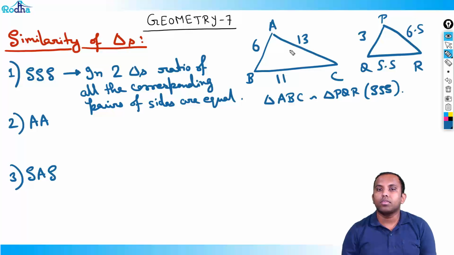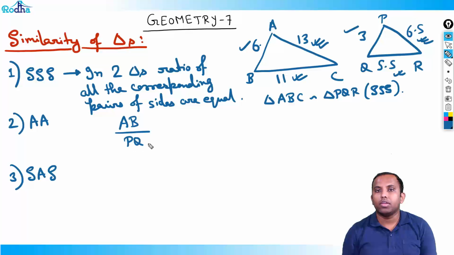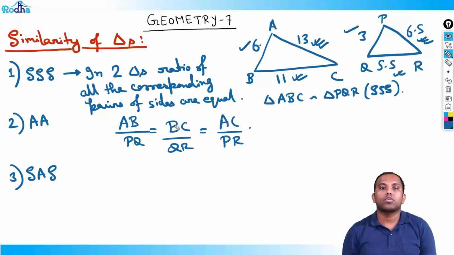Why? Because see, the ratio is same. 6 upon 3 is 2, 11 upon 5.5 is also 2, and 13 upon 6.5 is also 2. So all these corresponding pairs of ratio are same. AB upon PQ is equal to BC upon QR is equal to AC upon PR. All are same, that's why it is similar.